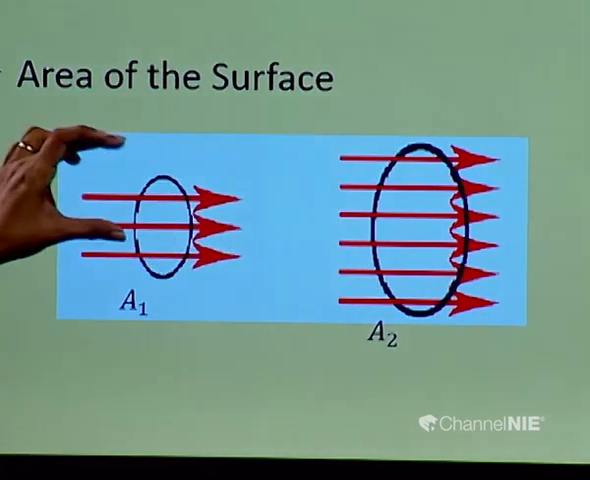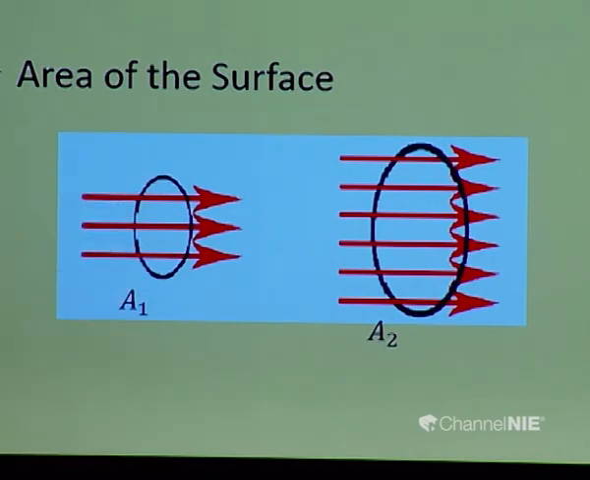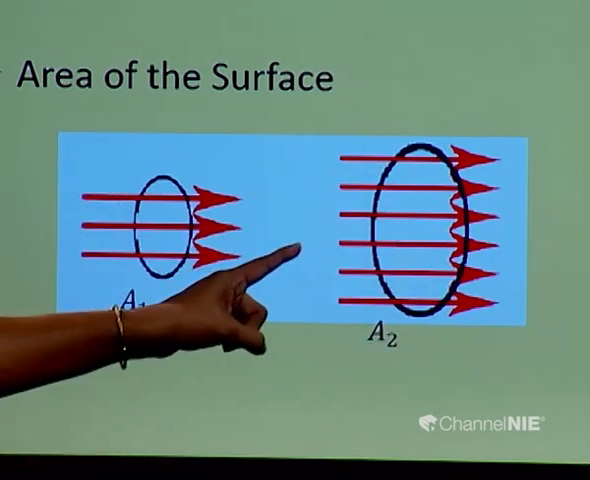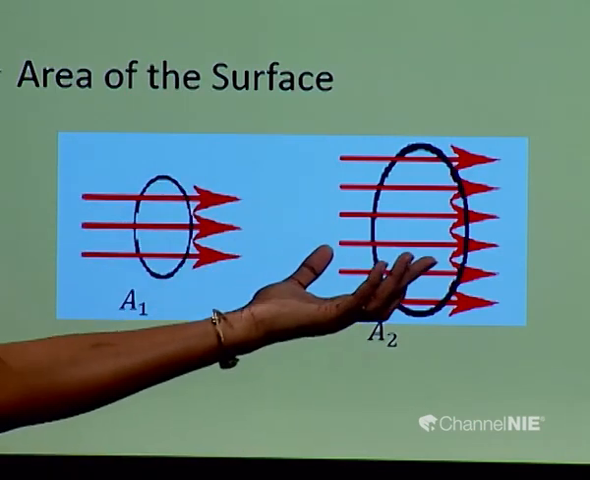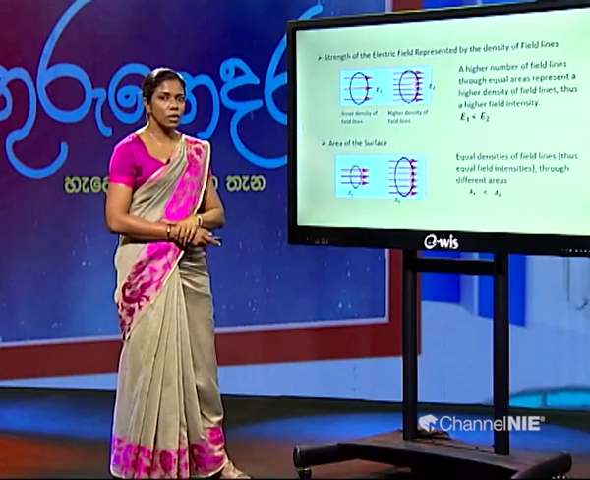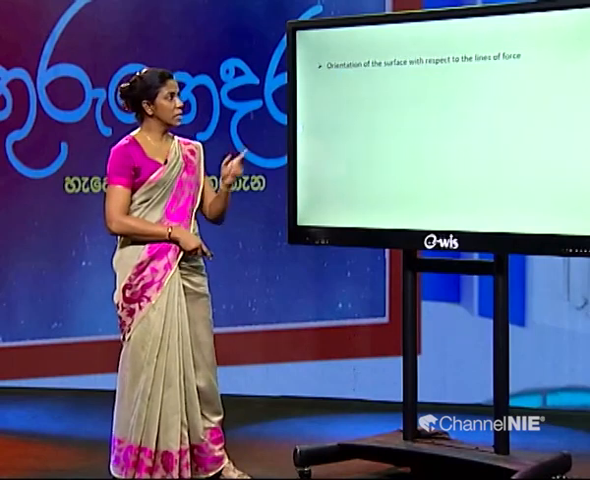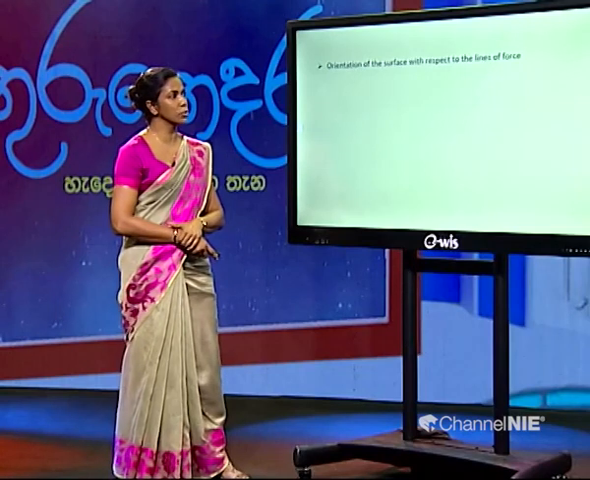So, what happened? This smaller area occupies fewer field lines. This larger area occupies more field lines, which indicates higher flux through the larger area and lesser flux through the smaller area. Then the third point is the orientation of the surface with respect to the lines of force.